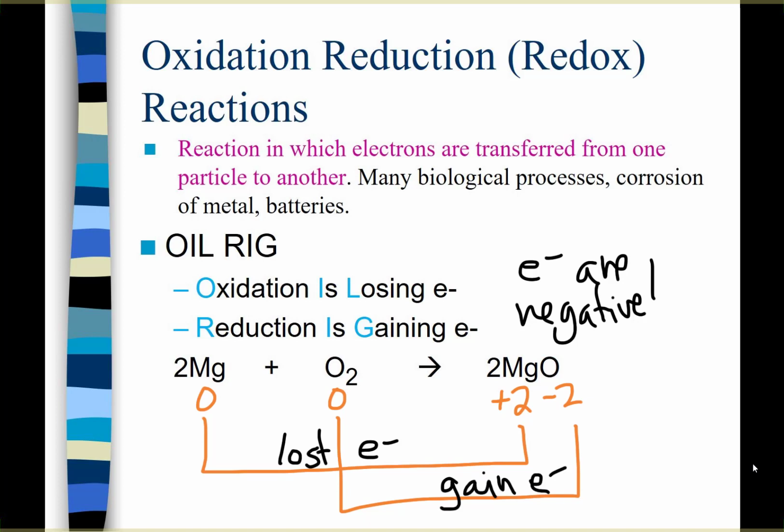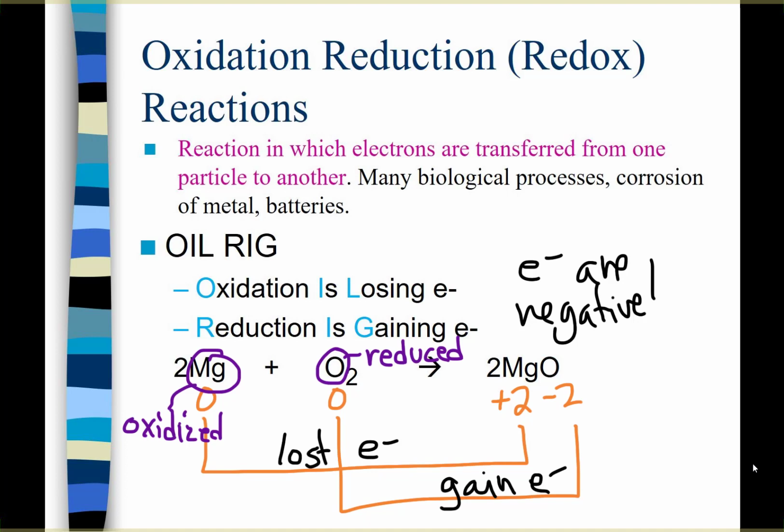So when a negative electron comes in, my oxidation number should go down. That is where the word reduction comes from, because the oxidation number is decreasing with those negative electrons coming in. So when I identify what is oxidized and what is reduced, I say that magnesium is oxidized, and I say that oxygen is reduced.